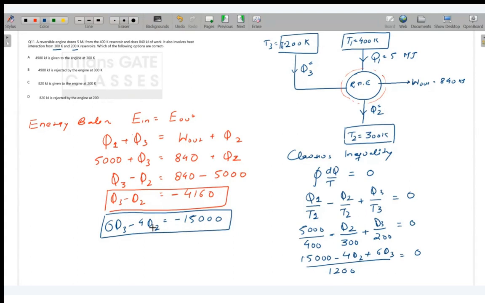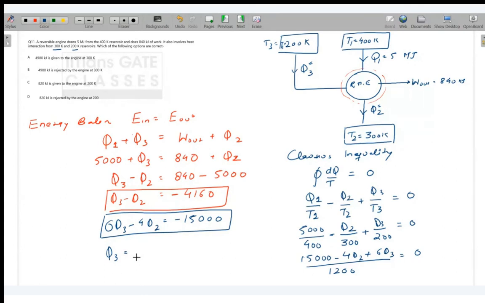So now there is nothing. Now you can calculate Q3 and Q2. So Q3 is... can you calculate this? Put the value in the calculator because I do not have the same calculation.